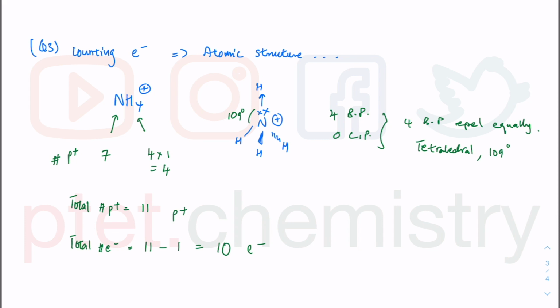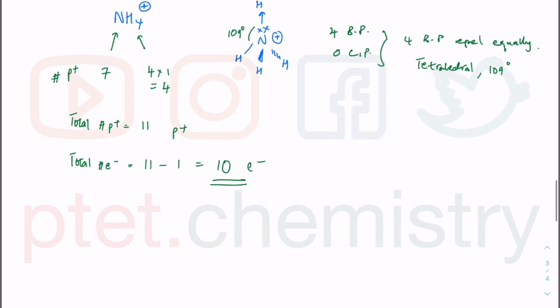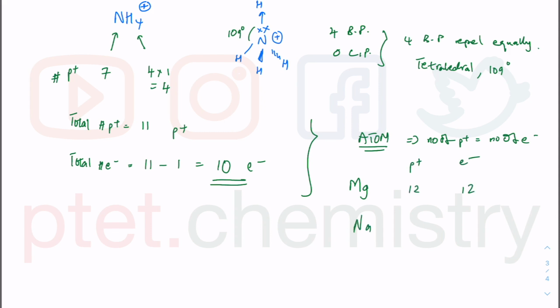Okay, so we are looking at something that has 10 electrons, and they are looking at an atom. So the question says atom. Atom meaning number of protons equal to number of electrons because they are electrically neutral. Magnesium has got 12 protons, therefore the electron is 12. Sodium has got 11 protons, so 11 electrons. Neon has got 10 and 10. I think we've got our answer, which is neon.